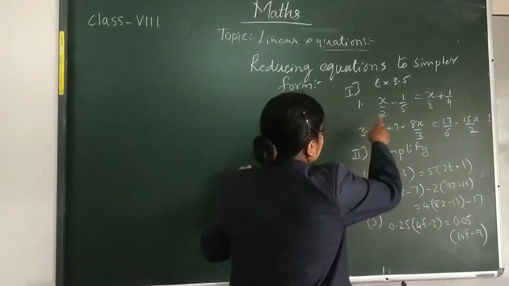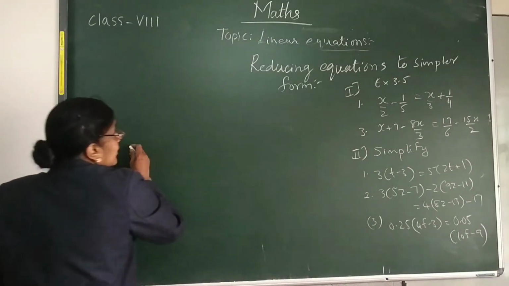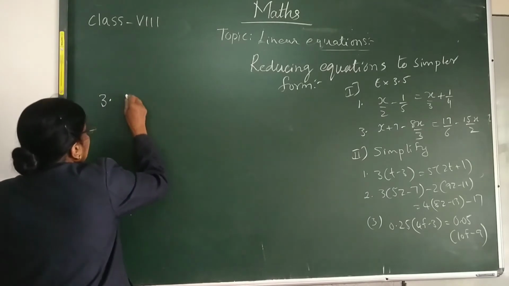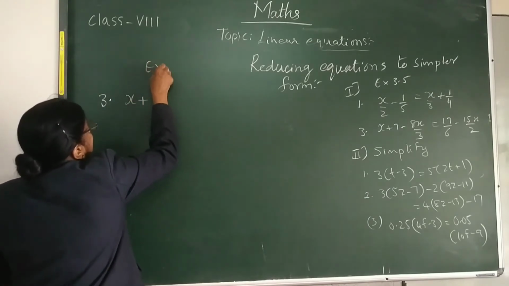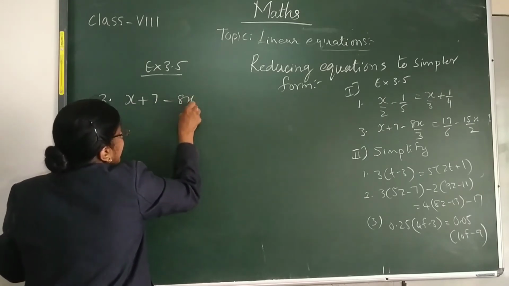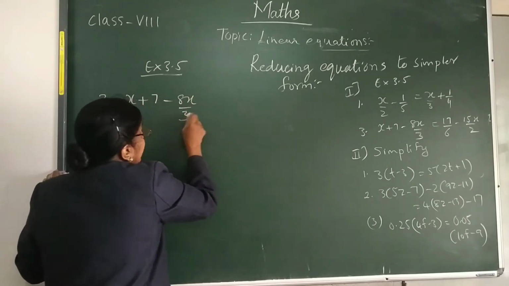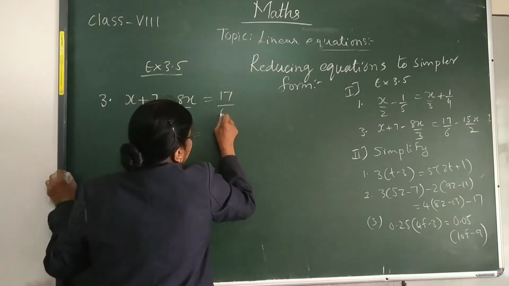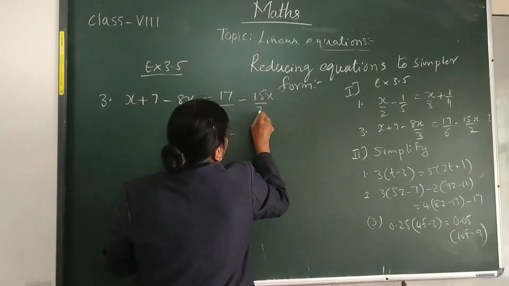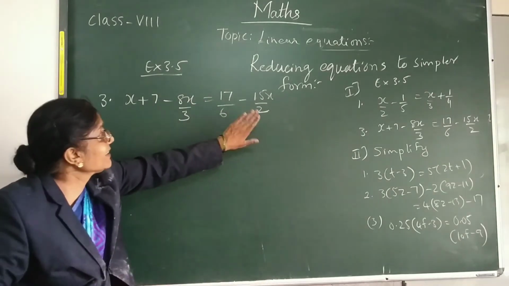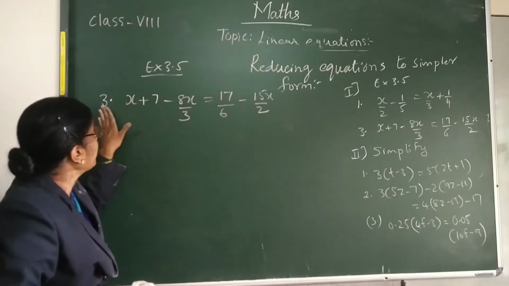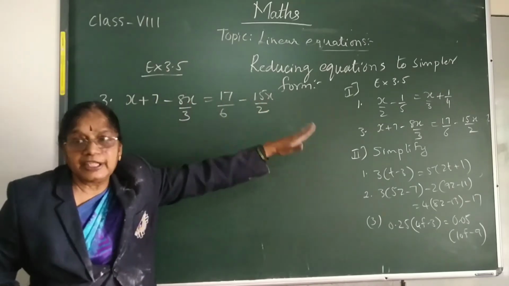Let us take the next sum. The third sum in the exercise I am going to do. What is the third sum? x plus 7 minus 8x by 3 is equal to 17 by 6 minus 15x by 2. Here x is there, here also x is there, and here also x is there. All these x we will keep on one side and the constants on the other side.